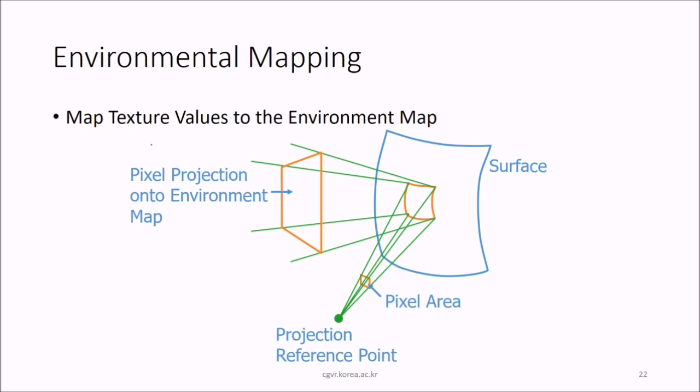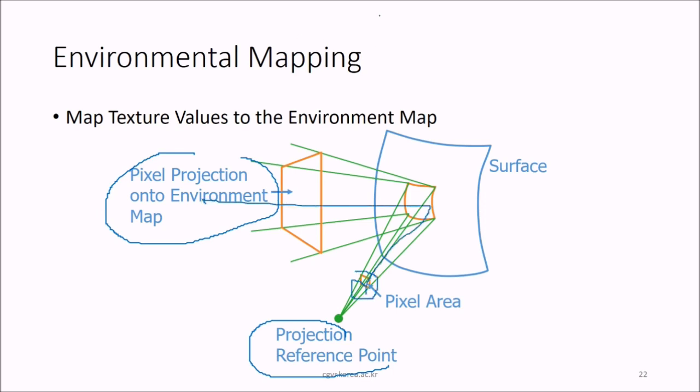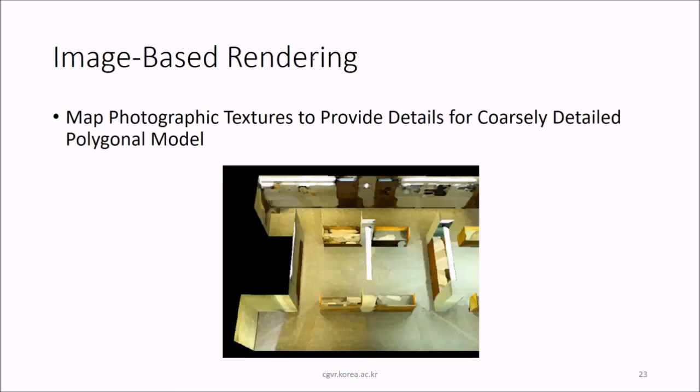Environmental mapping: we map texture values to the environment map. Right? This is the pixel projection onto the environment map. This is the projection reference point. So this is the pixel area. This is the surface, and this is the pixel projection onto the environment map. So this is called environmental mapping.